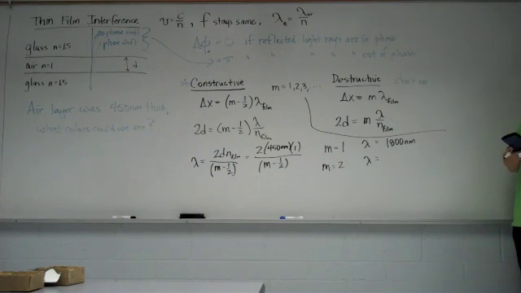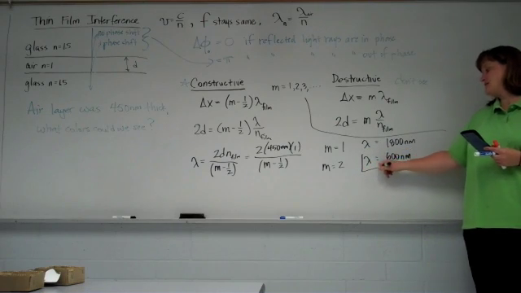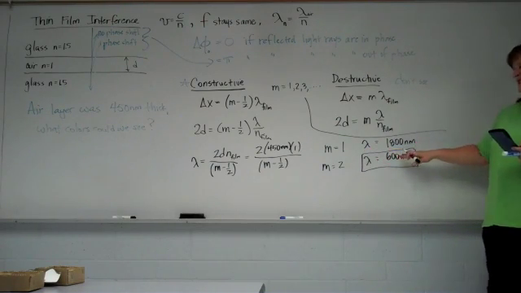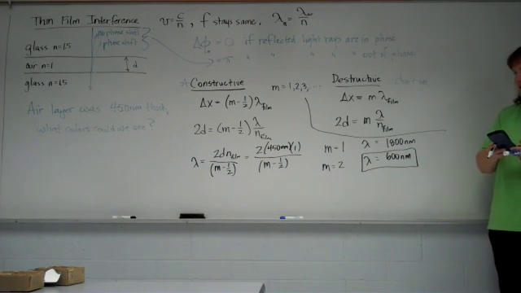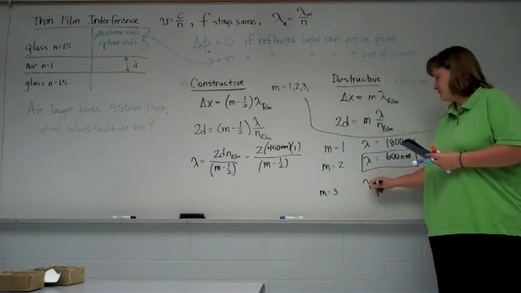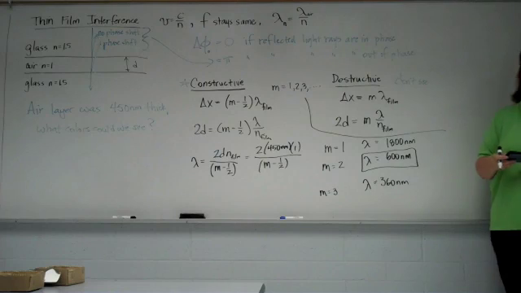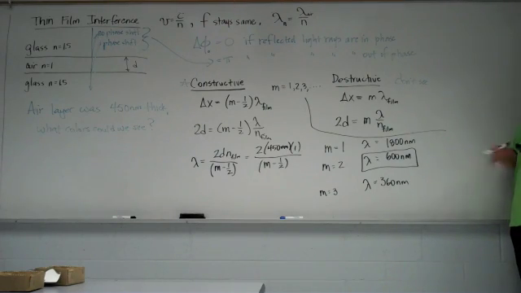If we put in M equals 2, we're going to get 1.5 in the denominator, so 600 nanometers. So that's a color we would be able to see. That would be a reddish orangish color. If we put in M equals 3, the denominator is 2.5. We're right back out of the visible range. So there's only one color we would be able to see with that specific thickness.